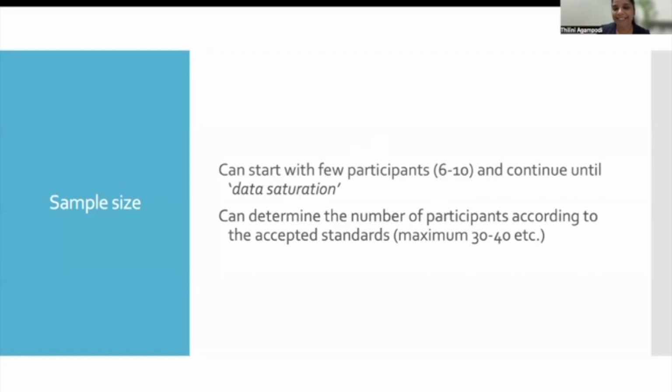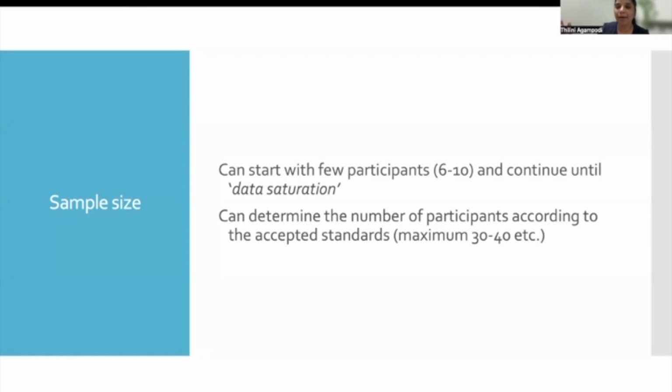So what is data saturation? Okay, you start with 5 people, you inquire about their experience, you get some information, right? You go for the 6th person. With the 6th person, you ask the same questions, you get some information and you get new information as well, apart from what you got before. So then you have to add another one.